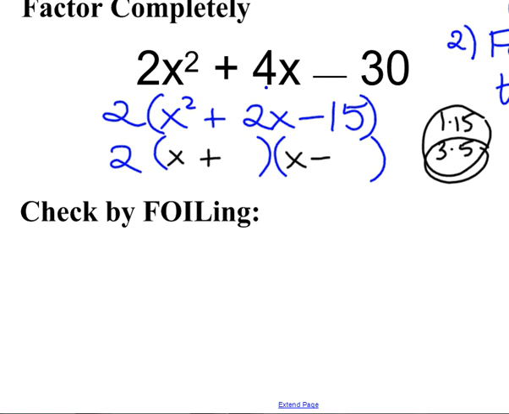So I want a 3 and a 5, and I could just put them in, and we could check it by FOILing. Now, remember, I have a knack of getting them right on the first try. Did I do it right? First off, this is x squared, and this is minus 15. That's why I chose the numbers I did.